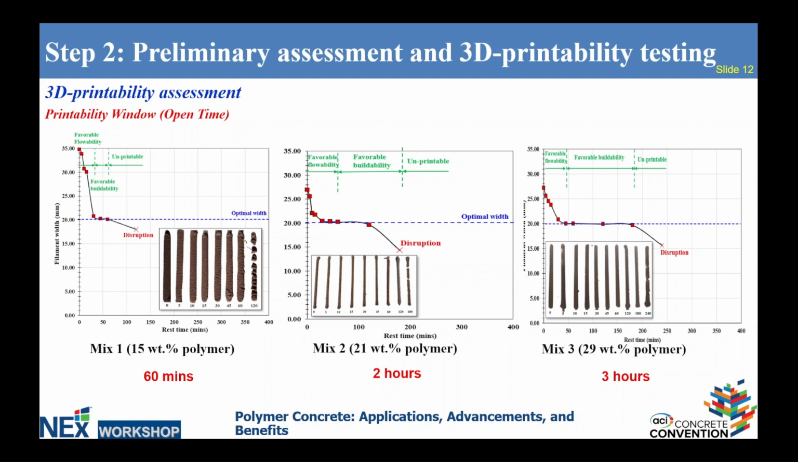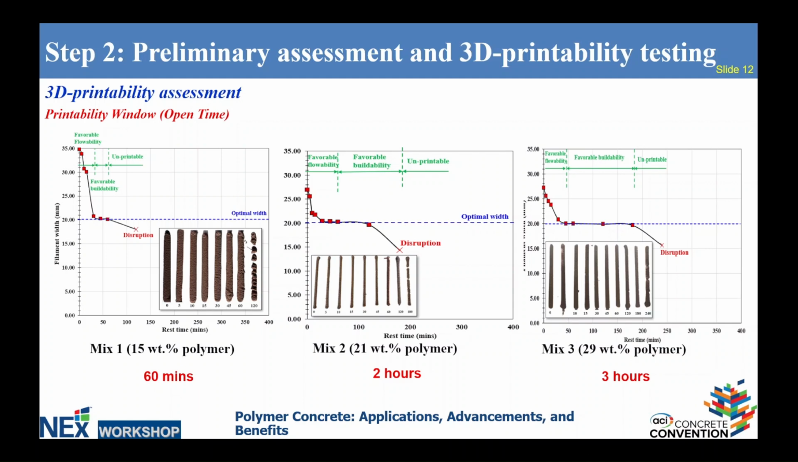That gives another benefit for polymer concrete, that we can fine-tune the mix to reach a printability window that is suited for a specific type of application. Because usually 3D printing should be done really quickly before the mix hardens. So for polymer concrete, we could extend the printability window or reduce it.